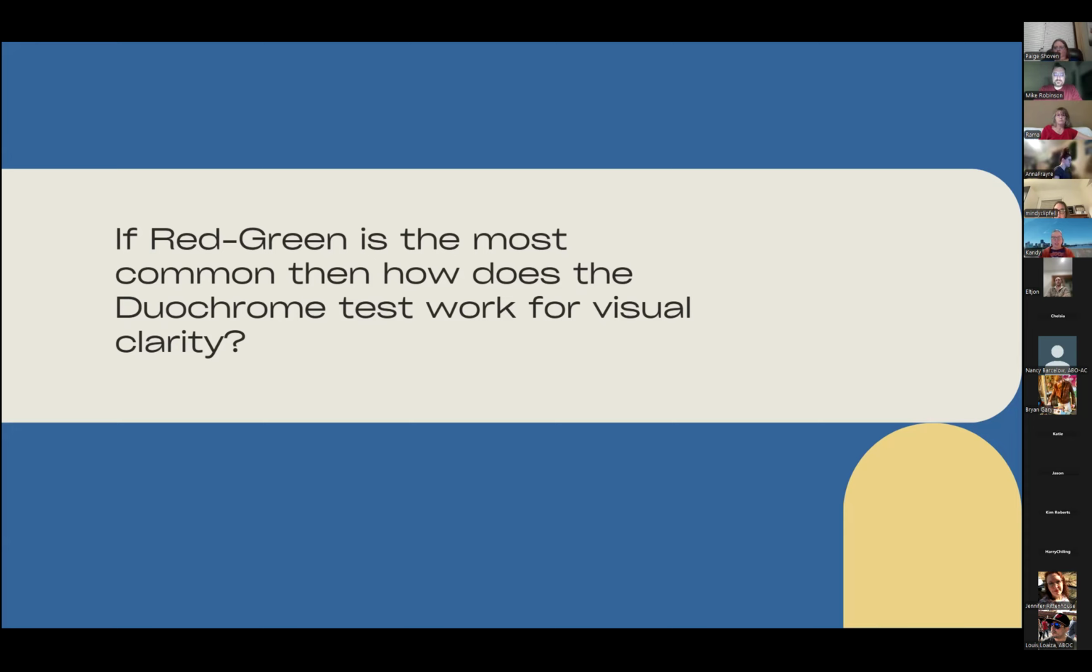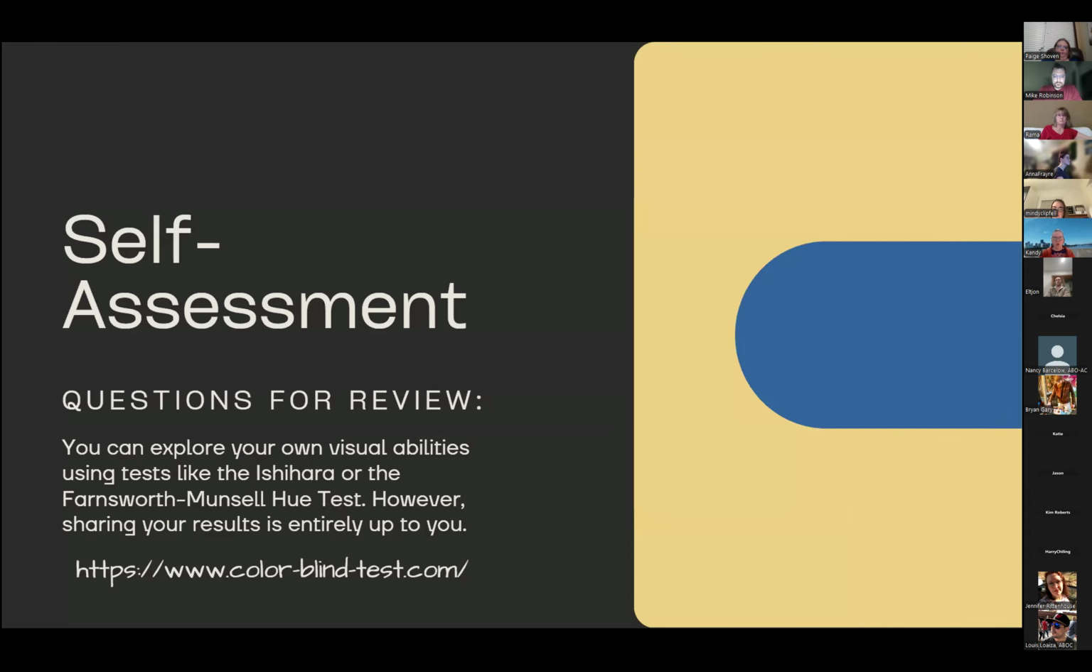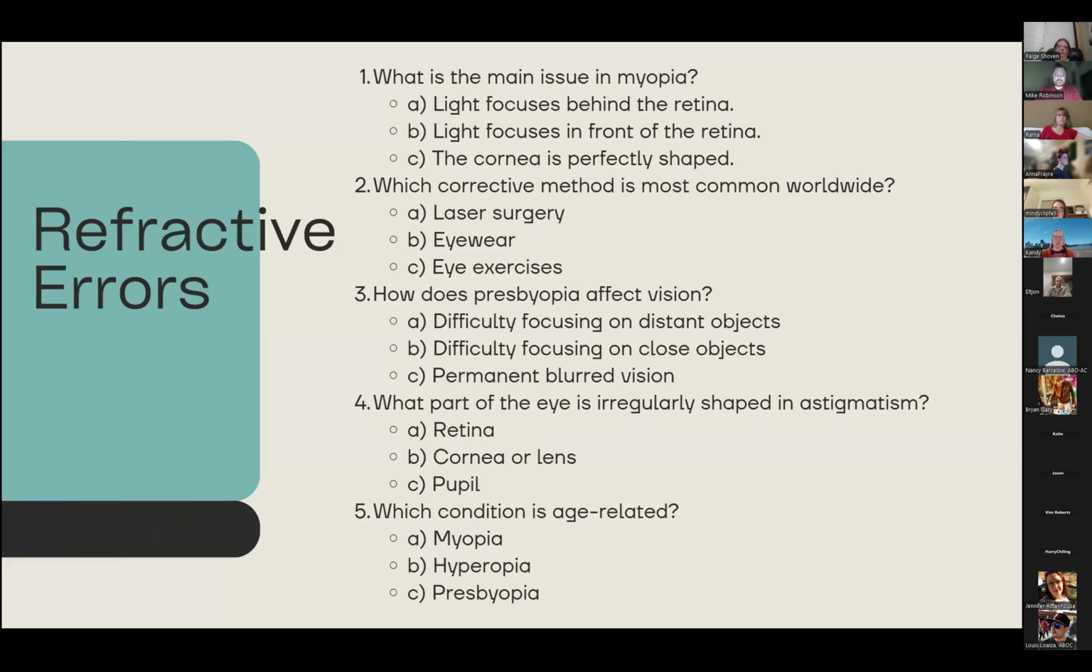And then I did 5 questions for each. Well, that's not the truth either, because I added a section for refractive errors and didn't add any questions, if we want to go through those. Always. You want me to read? Yeah, you can read them aloud and then we can all put in the chat what we think the answer is. Okay.